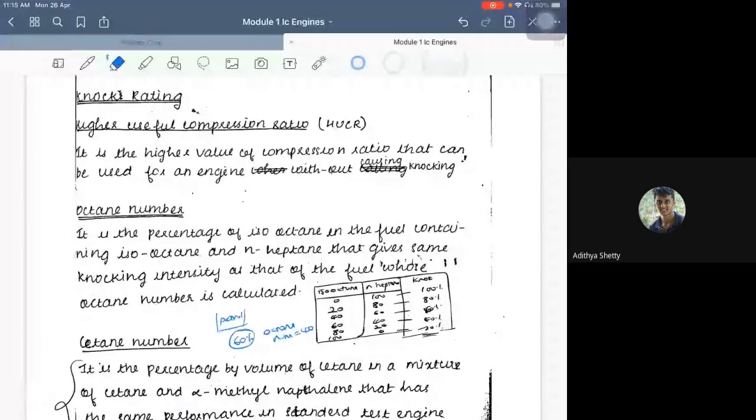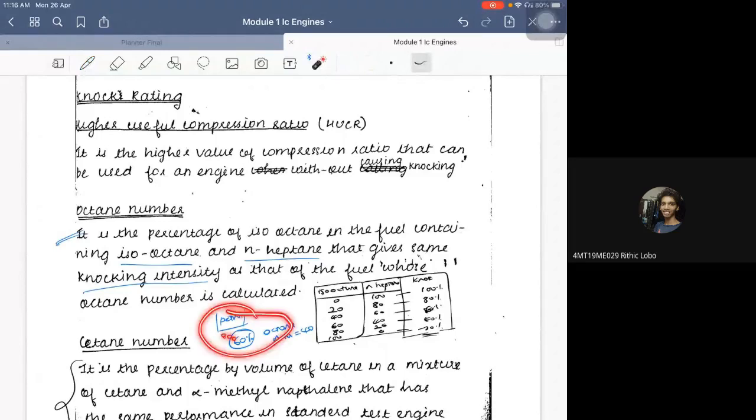Now, can anyone read this to understand the octane number? Ritik, can you just read it? It is the percentage of isooctane in the fuel containing isooctane and normal heptane that gives the same knocking intensity as that of the fuel whose octane number has to be calculated, in the sense the sample piece which you have taken. Got it?